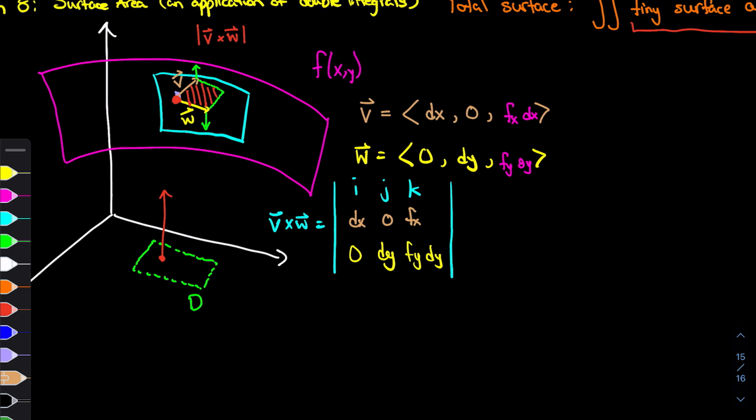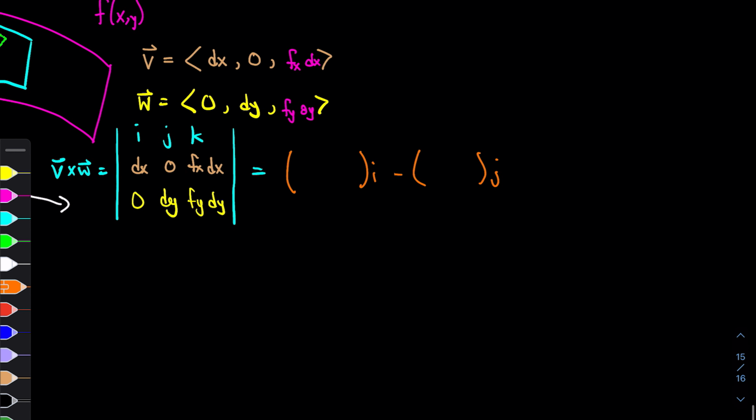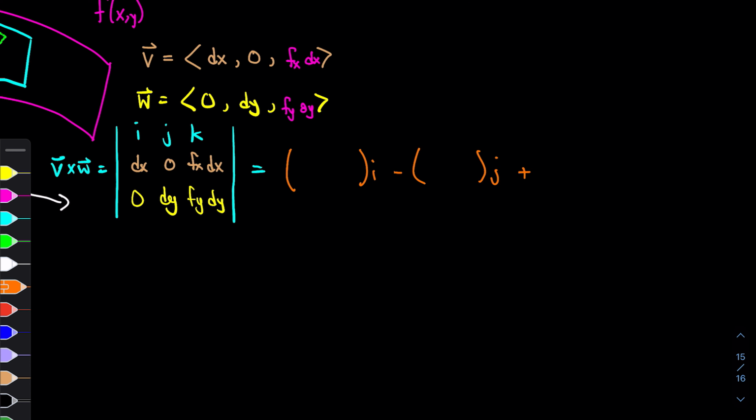Whoops. Okay, cool. And so we're going to come up with our new vector, which hopefully, remember, when we do the cross product, we're going to get something with an i minus something with a j, and then plus something with a k, right? And this will be our new vector.